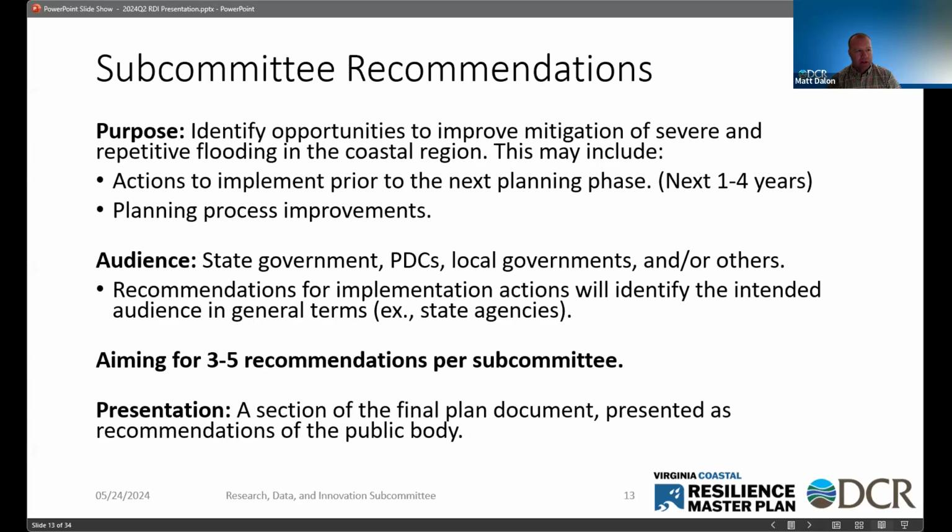So first up, what are we trying to do with these recommendations? Really trying to figure out ways to improve this planning process that we're going through with the Coastal Resilience Master Plan. We know we need to do it again in 5 years. So what can DCR or others do to help make this planning process better and come out with better outcomes? But then also, what actions need or should be taken in the next 1 to 4 years between these planning periods? What else can be done to help support building resilience across the coastal region and moving us forward?